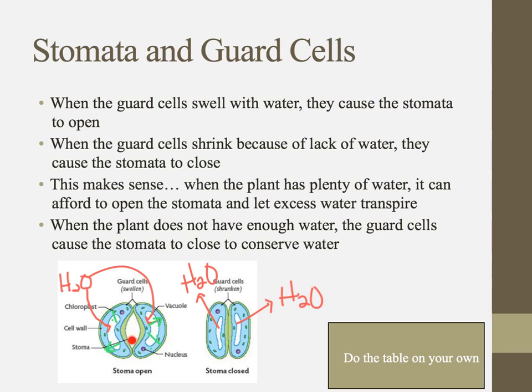Okay, so that kind of makes sense. If the stomata is open, water can escape, but it's not a big deal if you have a bunch anyways. If we're low on water and water leaves that central vacuole, it in turn closes the stomata, helping the plant to conserve water.